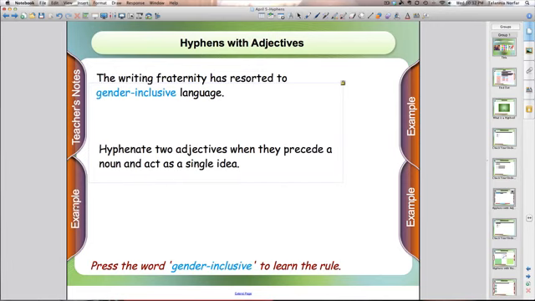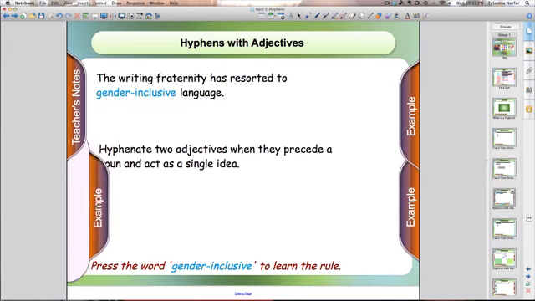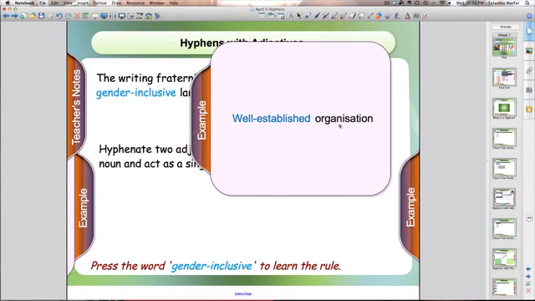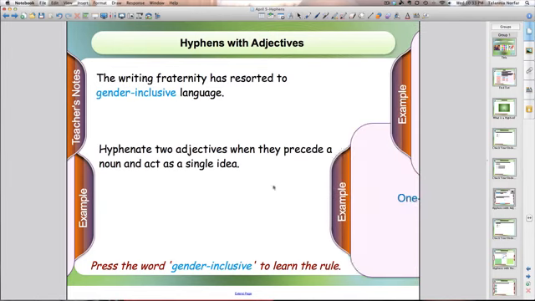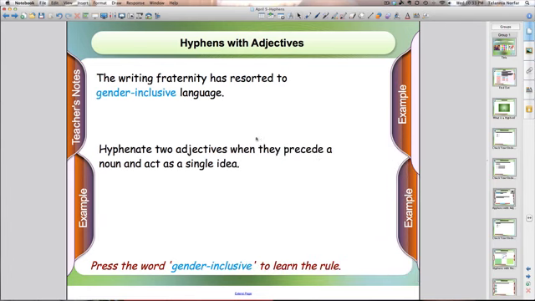Let's look at some more examples. Chocolate-coated cookies. Well-established organization. This is actually an English way of spelling organization. One-way ticket. So again, those were other examples of hyphenating two adjectives when they precede a noun but act like one idea. Gender-inclusive is all together. We want to talk about it as one idea.